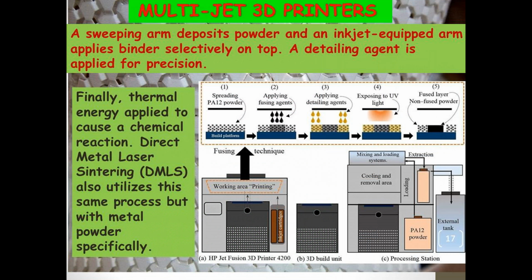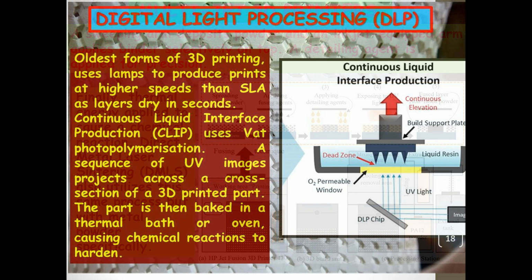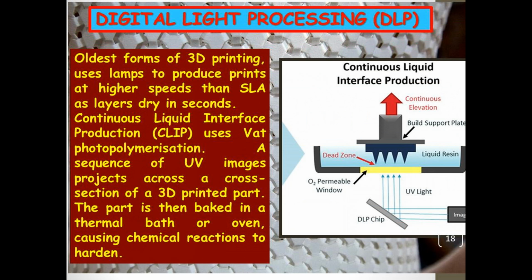Multi-jet fusion 3D printer. A sweeping arm deposits powder and an inkjet-equipped arm applies binder selectively on top. A detailing agent is applied for precision. Finally, thermal energy is applied to cause a chemical reaction. Direct metal laser sintering (DMLS) also utilizes the same process but with metal powder specifically.